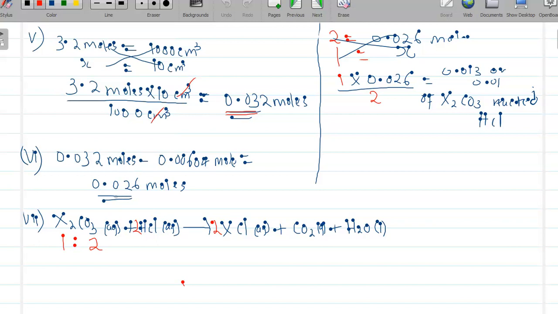This is what you get. This is the number of moles of the hydrochloric acid that reacted with the carbonate. That's how you do Roman 6.